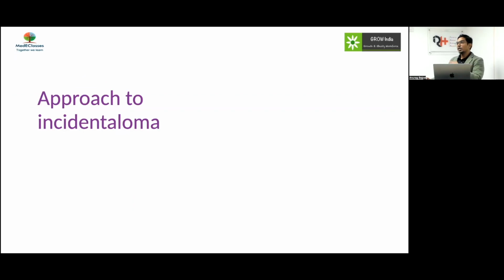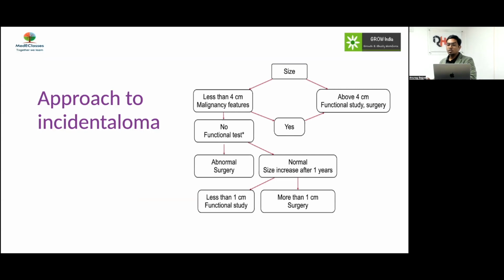So now coming again to our question: how do we approach an incidentaloma? If its size is less than 4 centimeters, there are no malignant features, and the preliminary functional test is normal, then we repeat screening after 1 year. If the size is increasing, then we have to do functional screening, and if it is functional, then we have to remove it. So what is the history here?